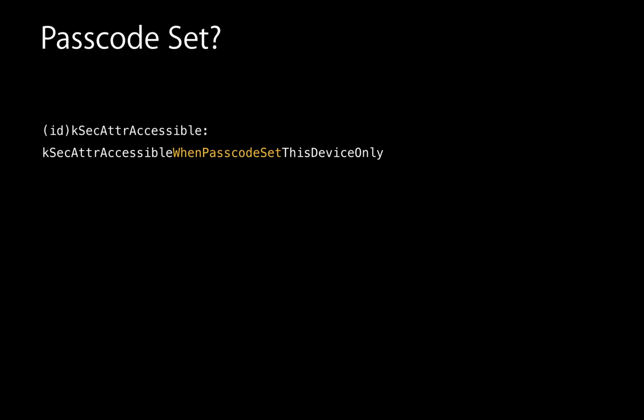Now, what happens to items that get stored when a passcode is set? If you remove the passcode from the device, then we securely erase the key that is protecting those keychain items in the secure enclave, cryptographically preventing us from ever decrypting those keychain items again.